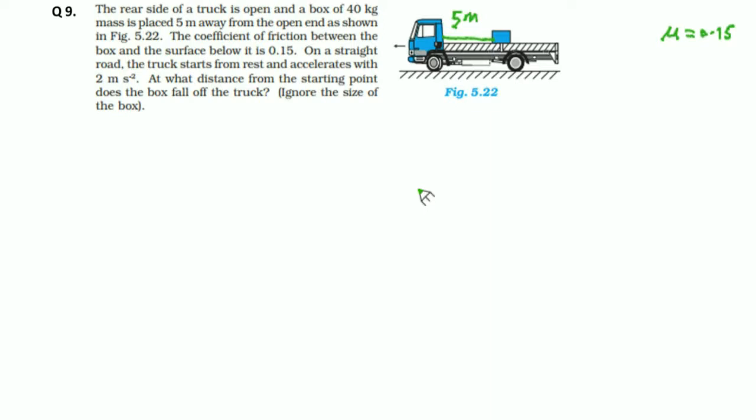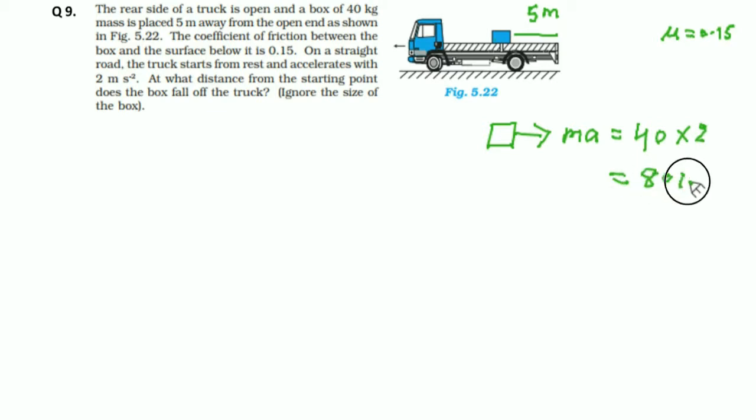See, the point is, I don't know why they have given 5 meter, but let's see. The mass is 5 meter from the open end. This is 5 meter. That is the point, this makes sense actually. So when the truck moves with 2 meter per second square in this direction, on the block a force will act, mass into acceleration. Mass is given 40 kg and acceleration is 2 meter per second square, so 80 Newton force will act in this direction.